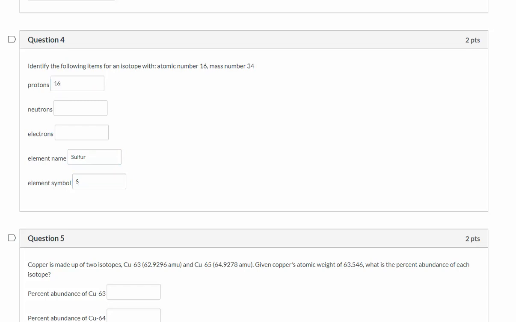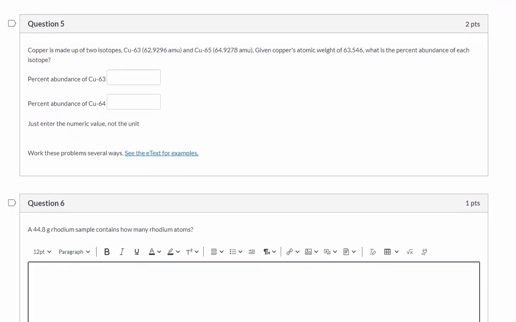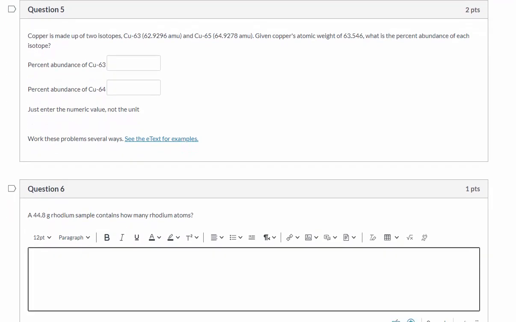Now, when we have a mass number of 34, that means that is the number of protons plus neutrons. So if I take mass number and subtract atomic number, I'll get the number of neutrons, which is 18. Now, because we're just dealing with an isotope and it doesn't say an ion, the number of protons is equal to the number of electrons. So that's 16.